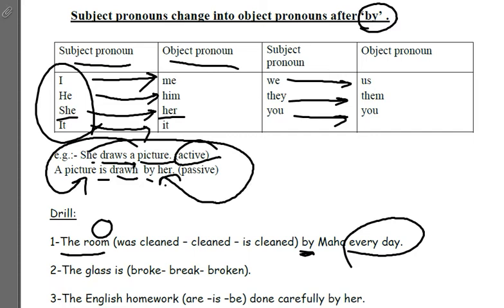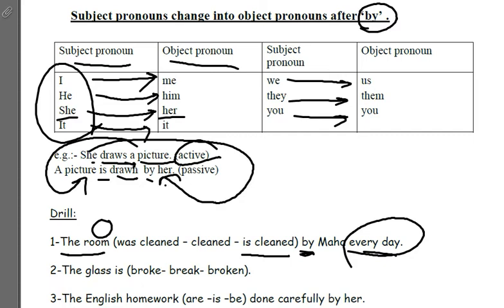So this is an object, and we also have "by", which is another evidence that it's a passive sentence. We have "every day", which says that it's present simple. We have the room, and we have "by", so we have to follow the room with the verb to be in the present, which is "is", and "cleaned". The room is cleaned by Maha every day.